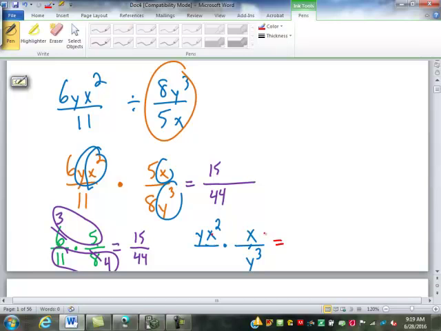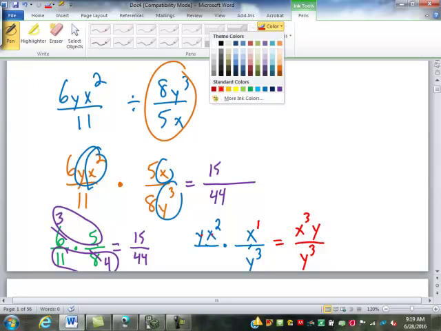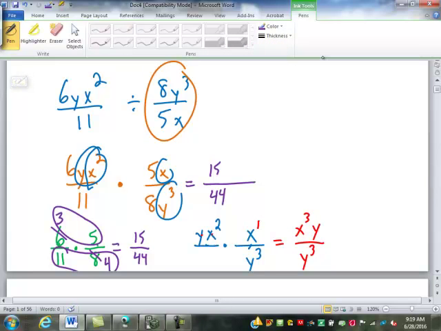Here, I do have an x squared and an x that I'm going to combine to get what? x to the third. Perfect. That's like a 1. So it is x squared times x is x to the third. Then I have the y, and on bottom I have y to the third. So in my answer, where's x going to go? On top, what power? To the third. There's nothing else to combine with the x to the third, so it just stays where it is and its power stays the same.